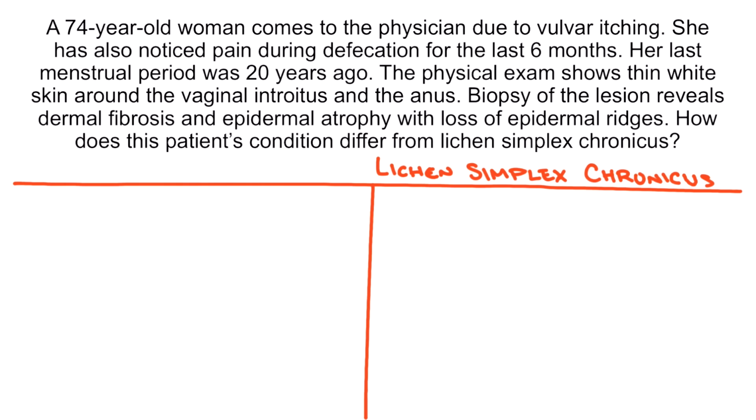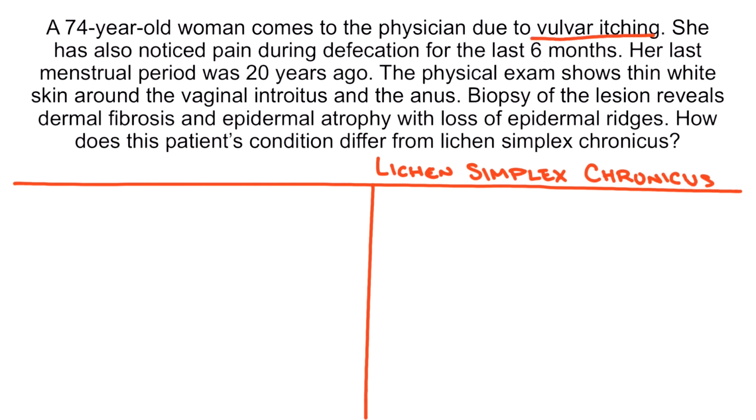A 70-year-old woman comes to the physician due to vulvar itching. She has also noticed pain during defecation for the last 6 months. Her last menstrual period was 20 years ago. The physical exam shows thin white skin around the vaginal introitus and the anus. Biopsy of the lesion reveals dermal fibrosis and epidermal atrophy with loss of the epidermal ridges. How does this patient's condition differ from lichen simplex chronicus?